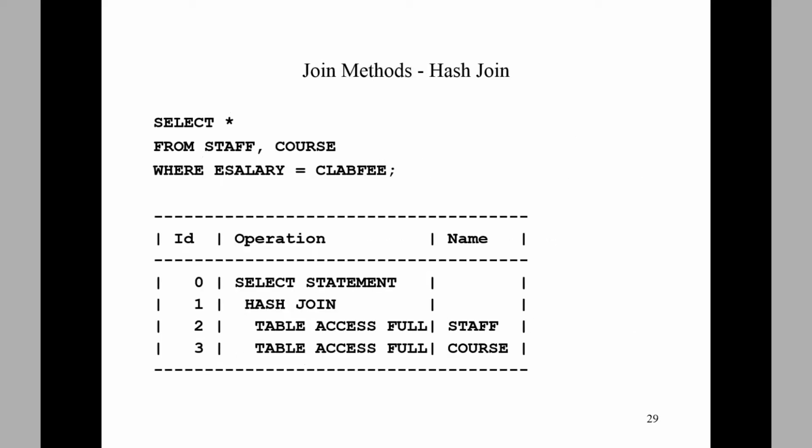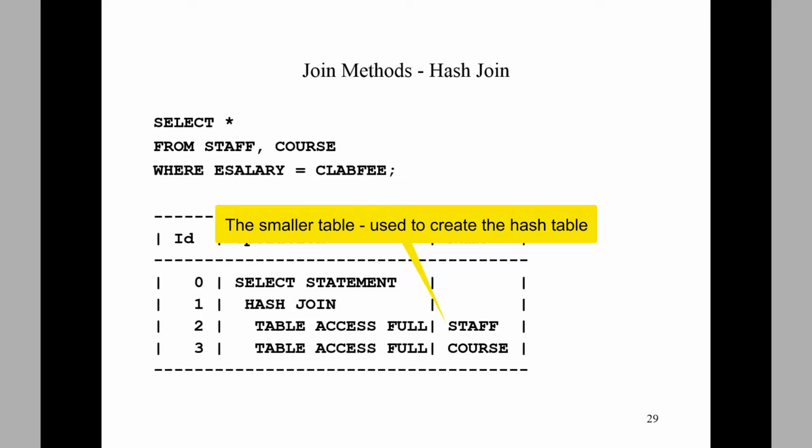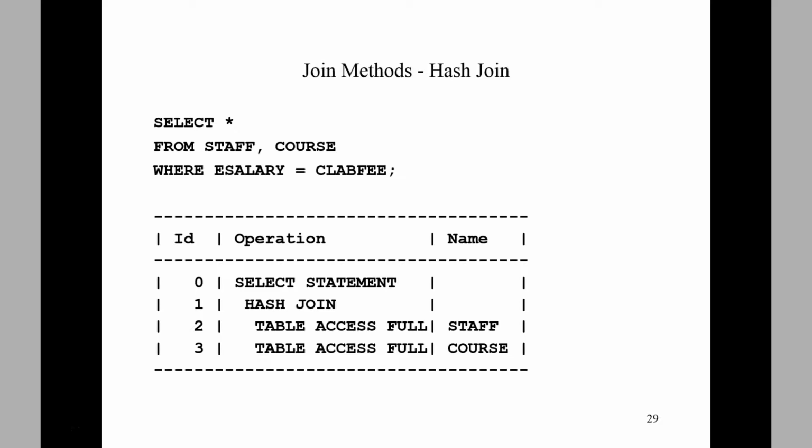Here's an example of a join involving staff and course, which produced an execution plan involving the hash join. In step 2, we see a full scan of the staff table. This turns out to be the smaller of the two tables. This could be validated if we included a little bit more information from the plan table, which would be the number of rows and the number of bytes. Because the staff table is listed first, this is the table for the partitioning phase. The course table listed second is involved in the probing phase.